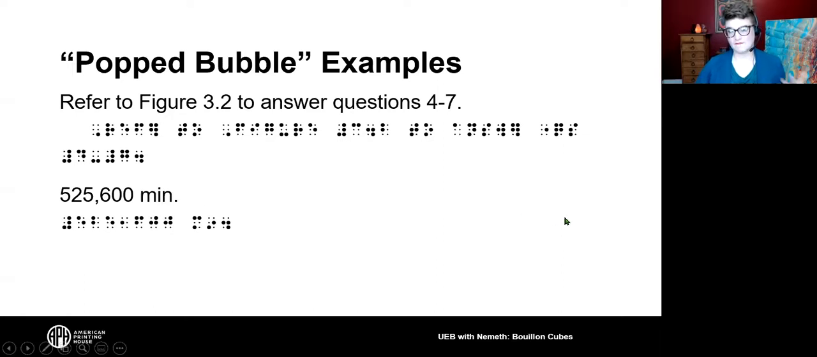Or 525,600, and then the abbreviated word minutes, MIN, period. So this is a simple unmodified number, just has a comma, not part of a greater calculation or math expression. And this is just an abbreviation of a word. No calculation or math expression happening here, no decimal, no fraction. It's all UEB outside of the Nemeth Code bubbles.